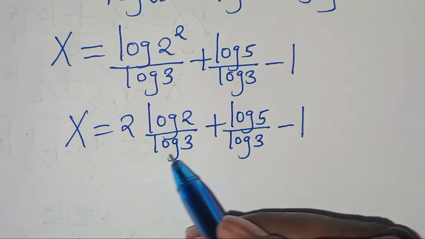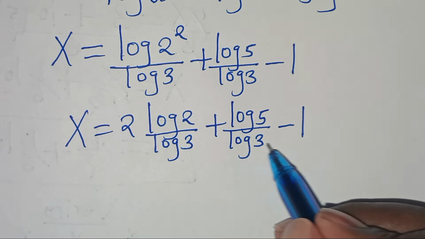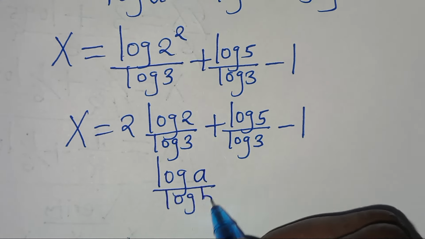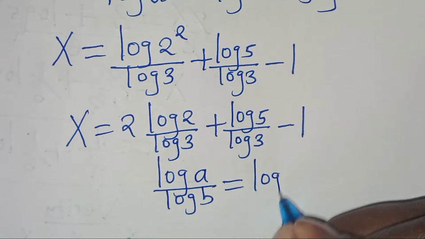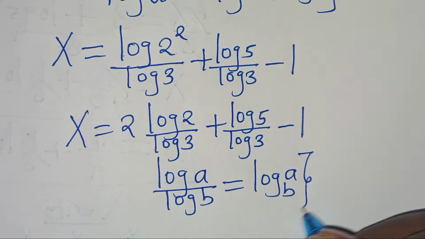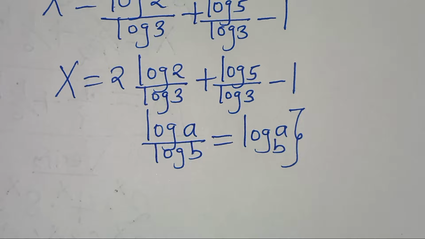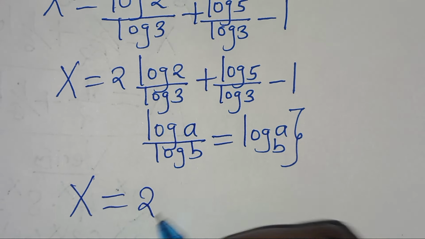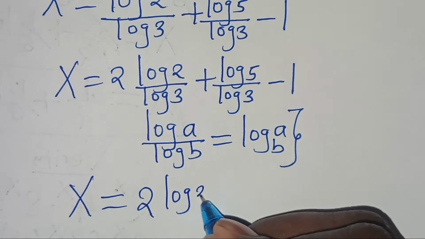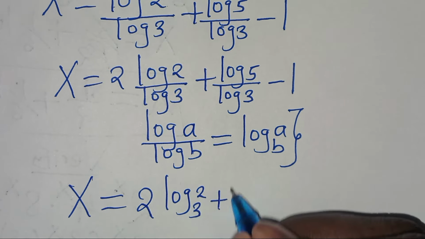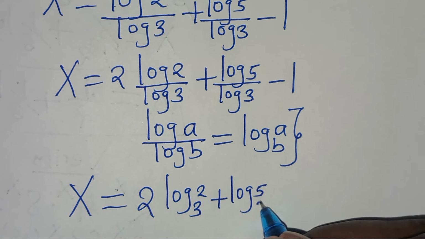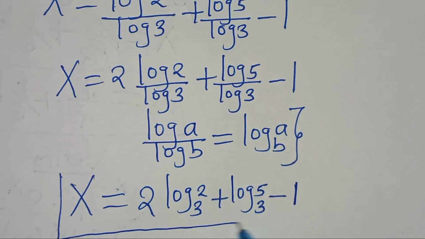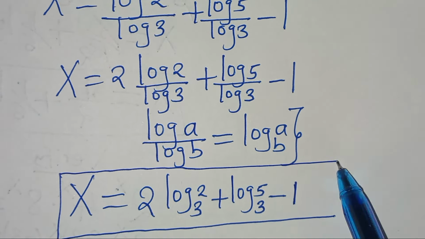Now, log 2 over log 3 and log 5 over log 3 are in the form of log a over log b, which can be expressed as log a to base b. So applying this property, we have that x is equal to 2 log 2 to base 3, then plus log 5 to base 3, then subtract 1. So this is the value of x.